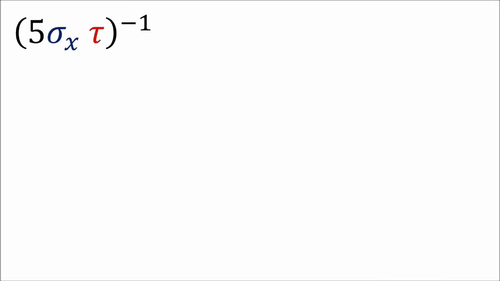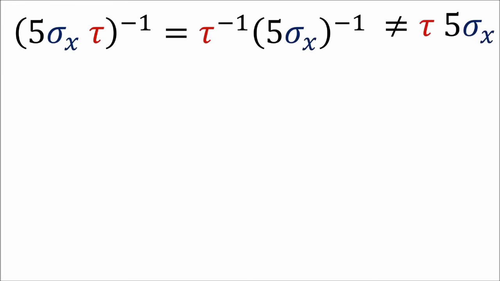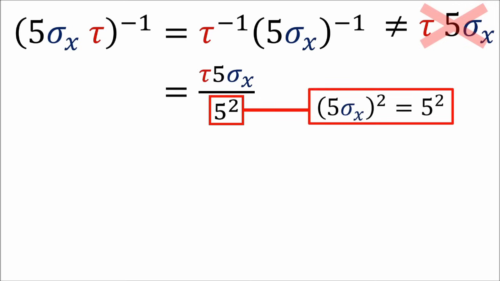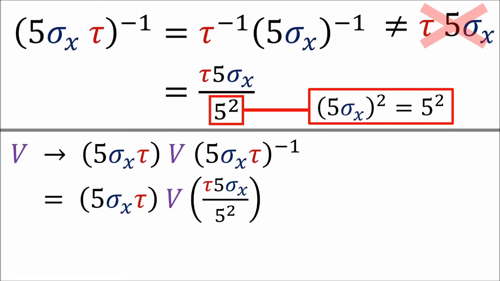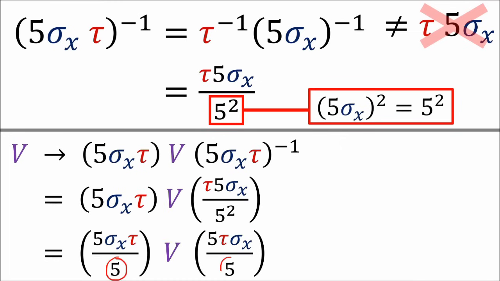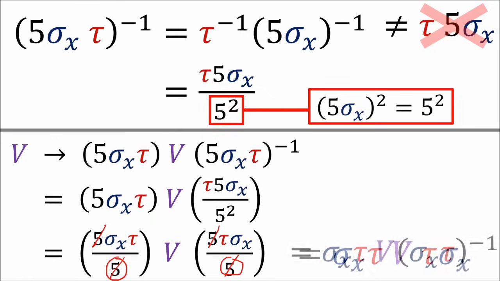However, what if we used a versor that is not made of unit vectors, such as 5 sigma x times tau? The inverse in this case is not just the reverse. We need to include additional numerical factors, because the vectors don't have length 1. The inverse ends up being the reverse, tau times 5 sigma x, all over 5 squared, which is the squared magnitude of 5 sigma x. Just like we saw with reflections, each factor of 1 over 5 will normalize the vectors on either side, making the formula the same as if we rotated using a versor made up of only unit vectors.